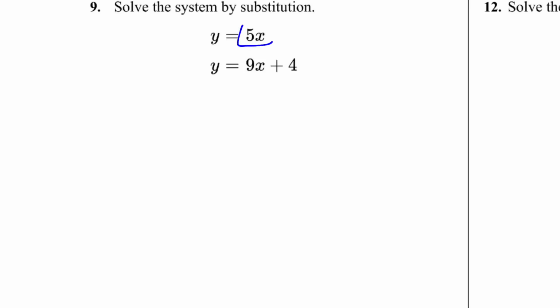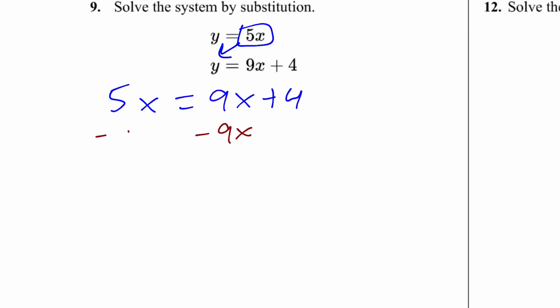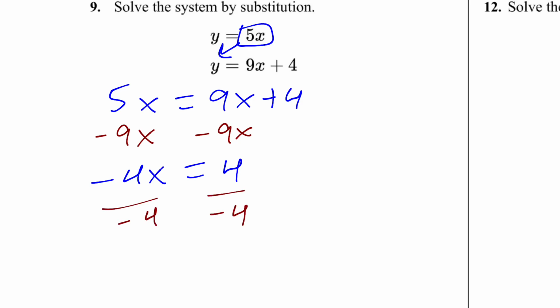First, let's set the equations equal to each other by substituting in 5x for y. Let's move over the 9x. We want all of the x's to be on the same side, so this gives me negative 4x on the left and positive 4 on the right. We'll divide by whatever's in front of the letter, and this tells us that x is equal to negative 1.